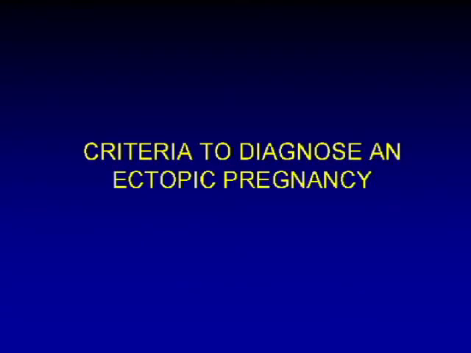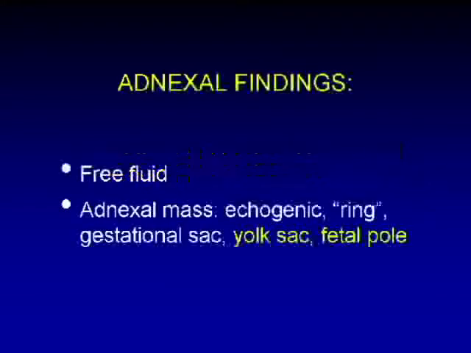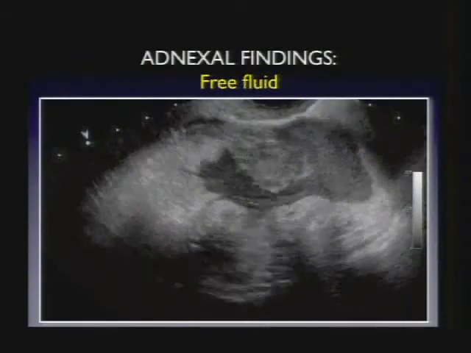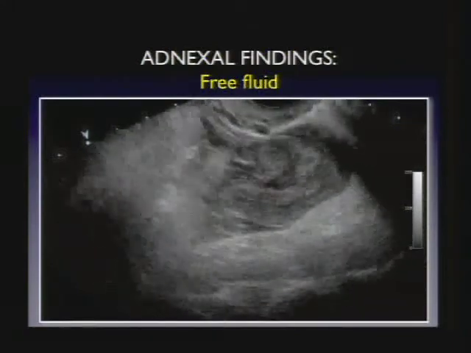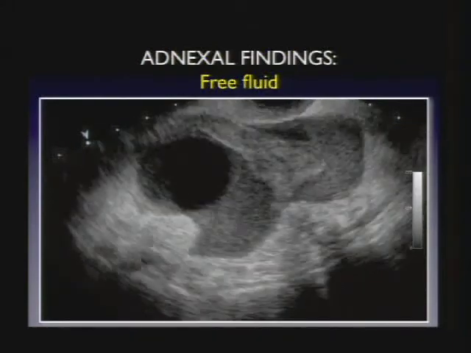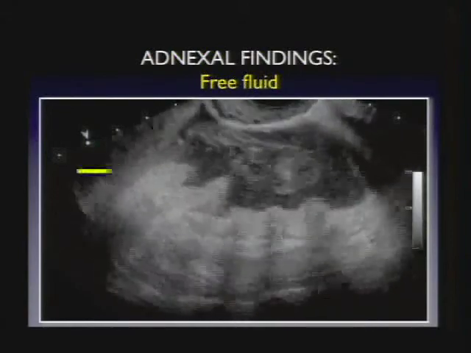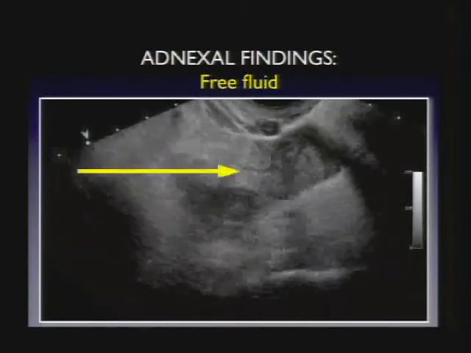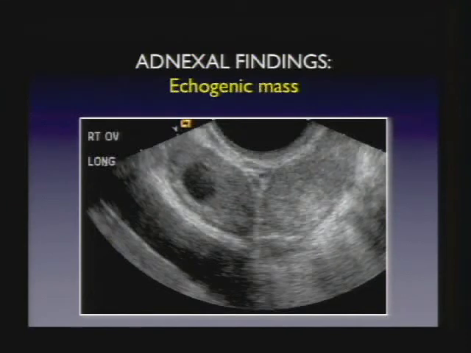So criteria to diagnose an ectopic pregnancy: the adnexal findings are free fluid. Oftentimes the fluid is complex. You could see an adnexal mass, echogenic ring, gestational sac. You could even see a yolk sac or a fetal pole. Here's the patient I showed you earlier during the cases who has free fluid, complex free fluid, which represents blood in the cul-de-sac. Here's a patient who has an echogenic mass, and notice how it's separate from the ovary, which you see right next to it.